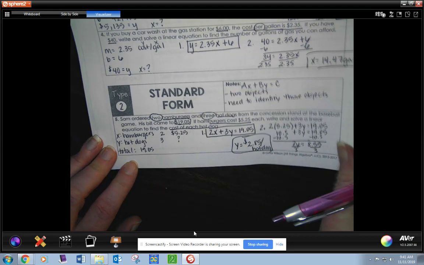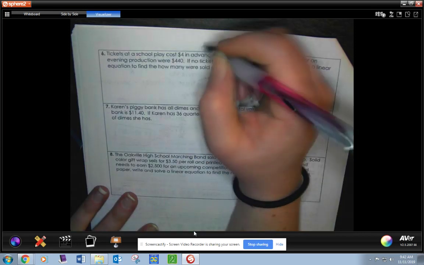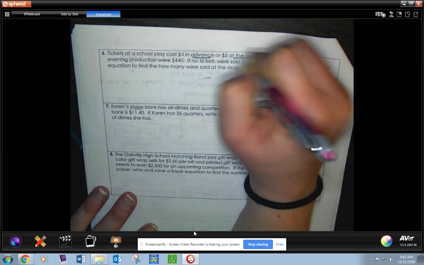Okay, flipping over to the back, we got 3 more. Tickets at a school play cost $4 in advance and $5 at the door. Total ticket sales for an evening production were $440. If no tickets were sold in advance, write and solve a linear equation to find out how many were sold at the door.